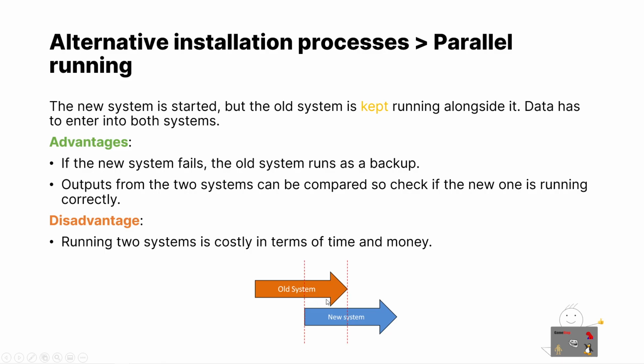In this illustration here, we are the red line again, we come in, the old system runs, but the new system also runs. So if this fails, there's still the old system. And outputs from the two systems can be compared to check if the new one is working correctly.